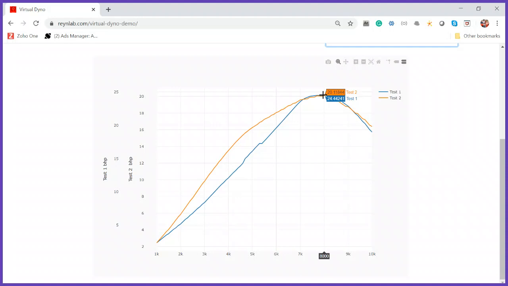So this is how you would be able to virtually learn about calibration and also about emissions compliance using calibration parameters using our virtual dyno.